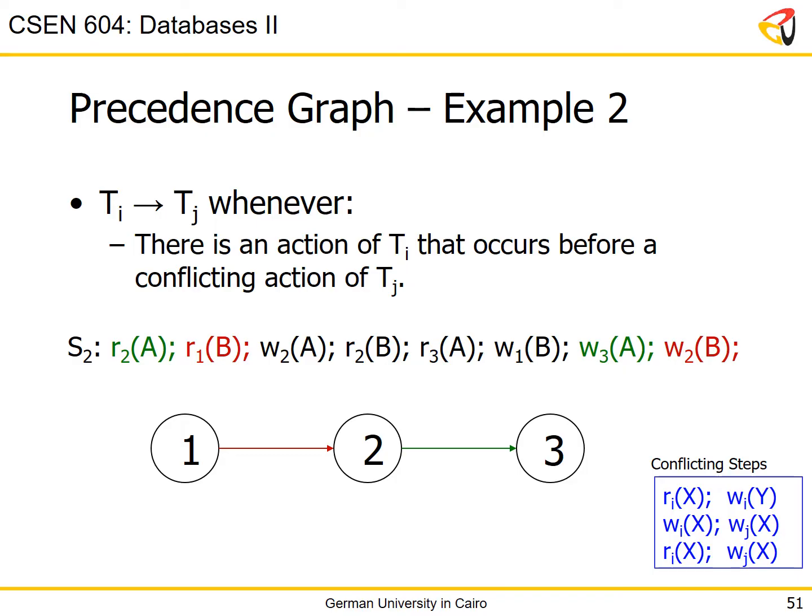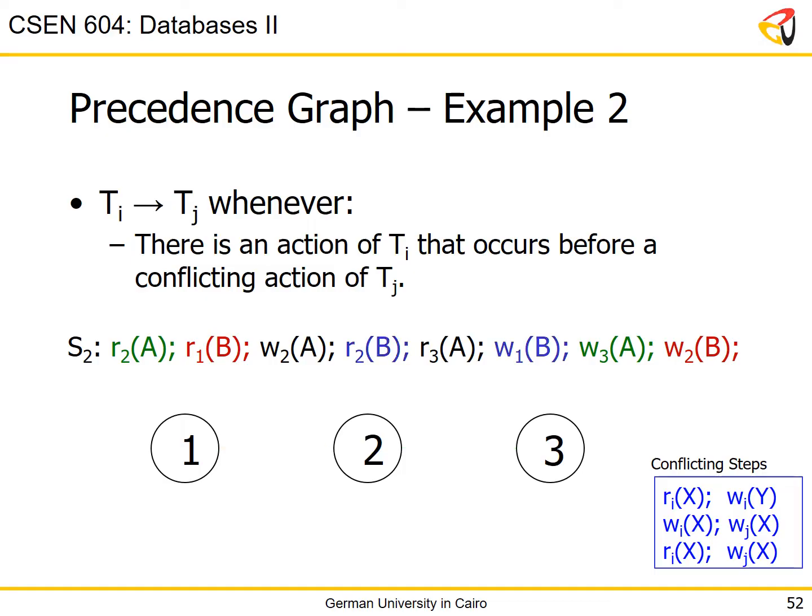So this looks like, if this is indeed what we have and we're not going to find any other conflicting steps, then this schedule is serializable and it is conflict equivalent to the serial schedule where you run T1 followed by T2 followed by T3. You're going to get the same result.